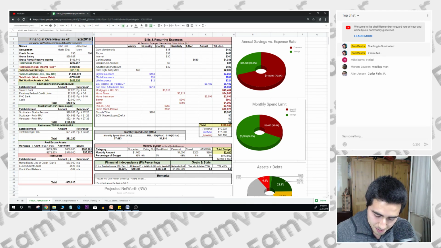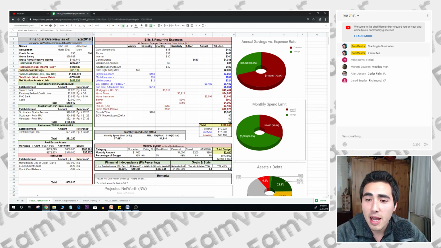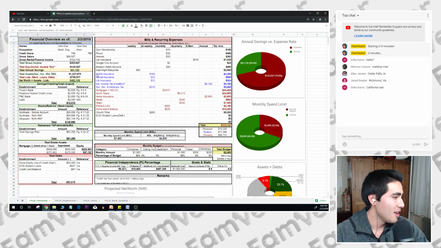Anyway, I just feel like it's so important. A lot of people come to me and ask, how do I get to where you are? Or how do I just start creating passive income streams, increase my net worth, increase my savings rate? And I always tell them, fill out this spreadsheet, because if you don't know where you are, it's hard to know where you want to go or how to get there.